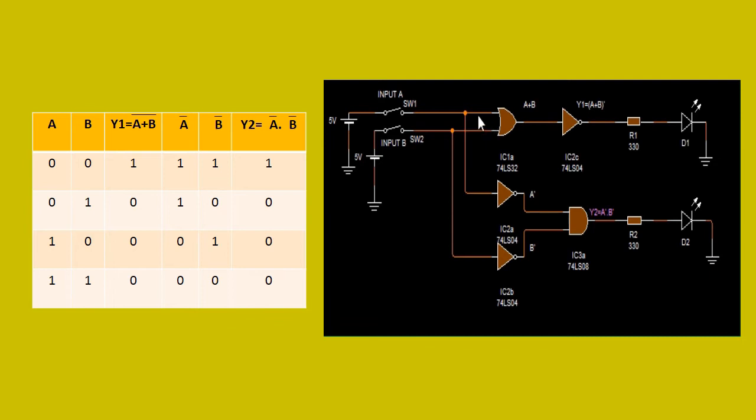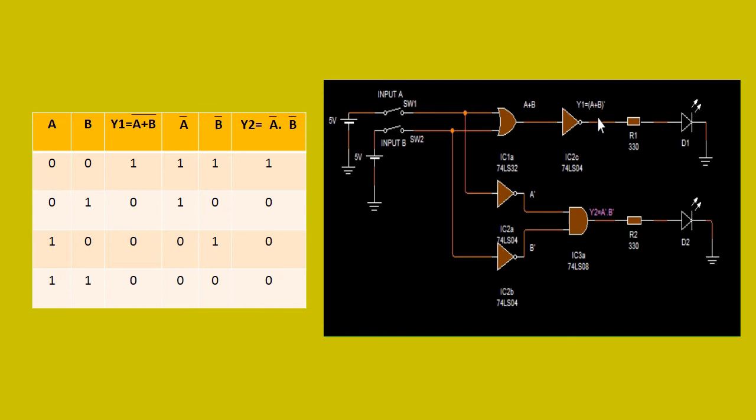When input A and input B are connected to the OR gate input terminals, from the output terminal of the OR gate we get A or B. This output terminal of the OR gate is connected to the input terminal of the NOT gate. So from the output terminal of this NOT gate we get (A plus B) whole bar.